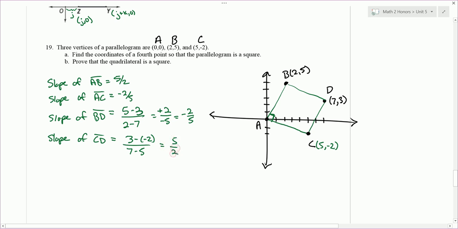is 5/2. And so from that information we can get AB is parallel to CD because they have the same slope, and also AC is parallel to BD because they have the same slope. And so this is going to give us that ABCD is in fact a parallelogram.